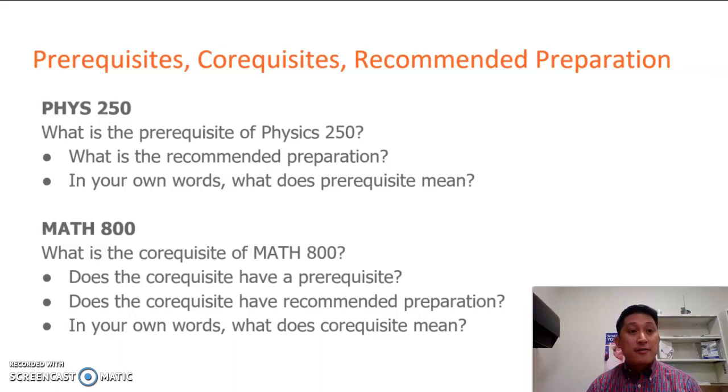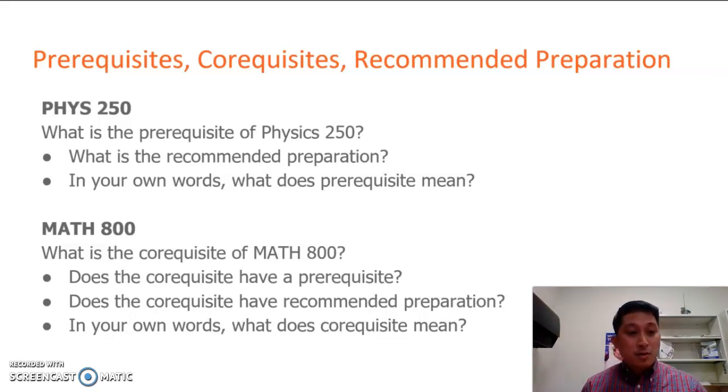So let's take Physics 250 as a course. So definitely check out the section that talks about physics. So you'd go under physics and see what is the prerequisite of Physics 250. And what I see is that Physics 250 requires either that you've completed or are currently enrolled in Math 252. It also recommends that students take Physics 150, right?